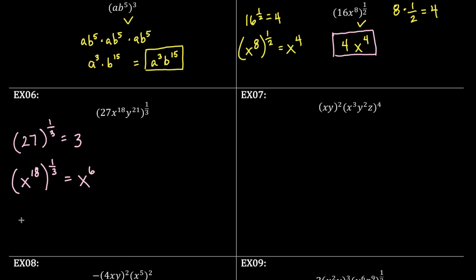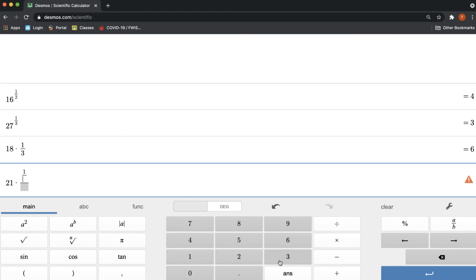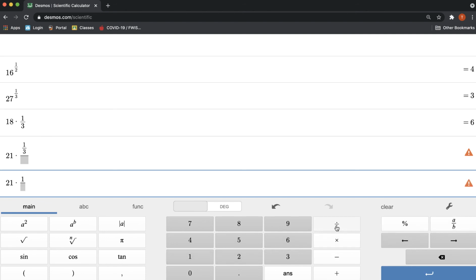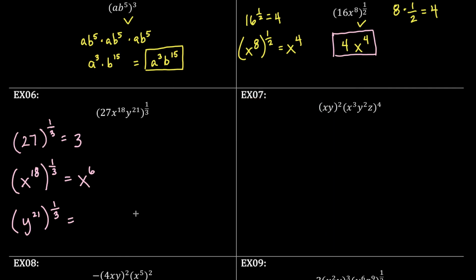Let's do y to the 21st power to the power of 1/3. Okay, so 21 times 1 over 3. Wait, I know what I'm messing up. 1 over 3, like that. 21 times 1 over 3 is 7. So this is y to the 7th power.